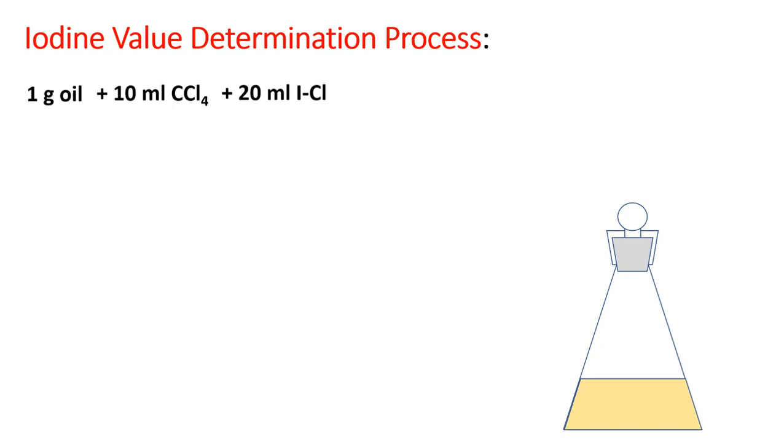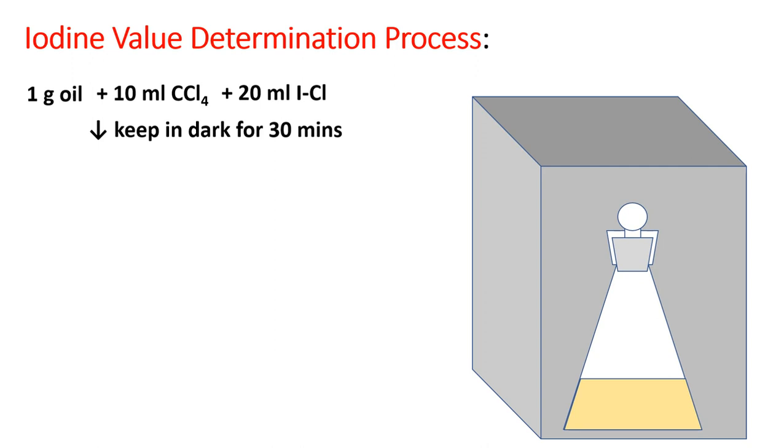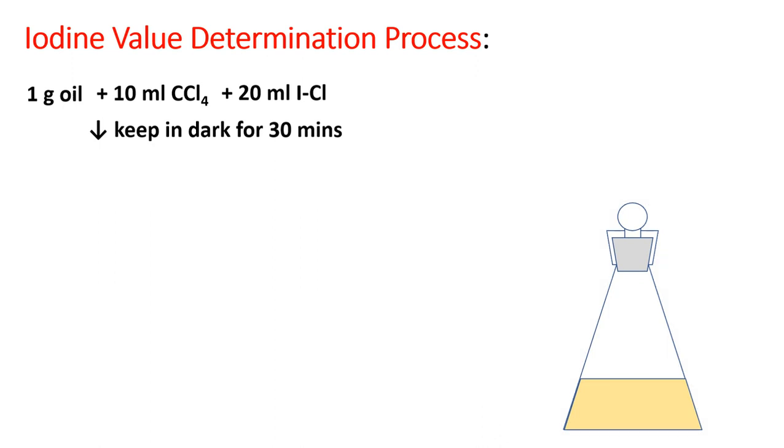Now the entire iodine flask should be kept in dark for 30 minutes. Let the iodine monochloride attach to the double bonds and saturate the fatty acids. Then take it out from the dark environment.